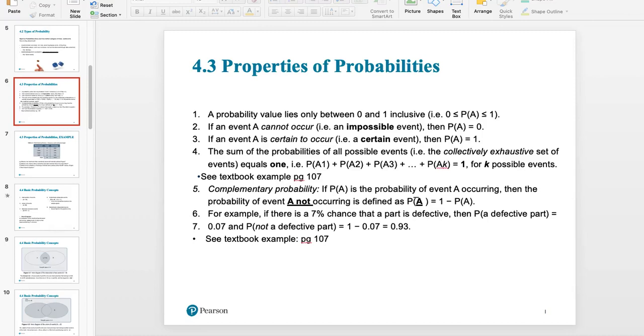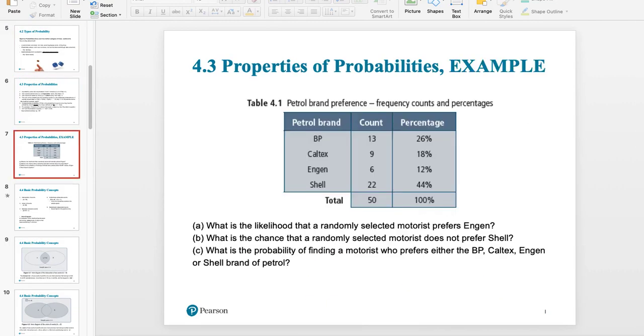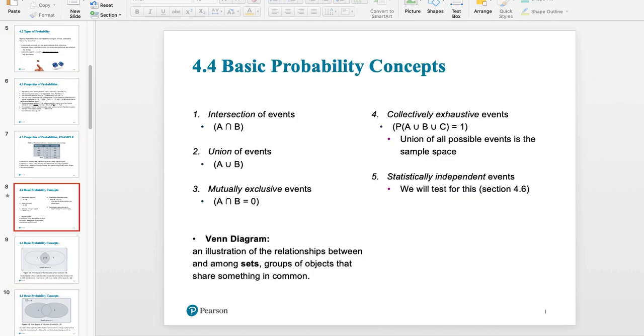So let's talk about the basic concept of probability. We have five of them that we are going to look at in depth. So I suggest that you read through the slide, but I'm going to switch to the blackboard soon.